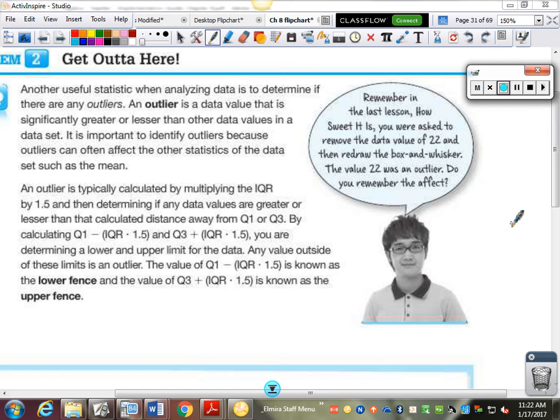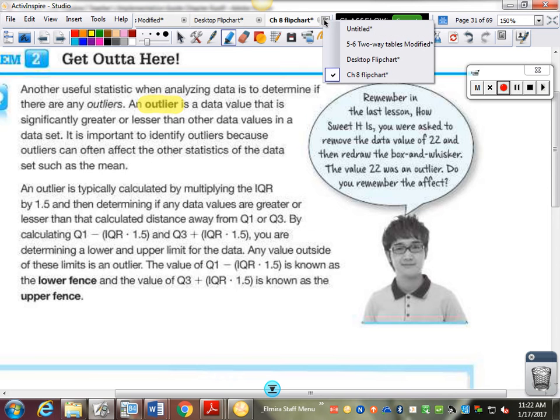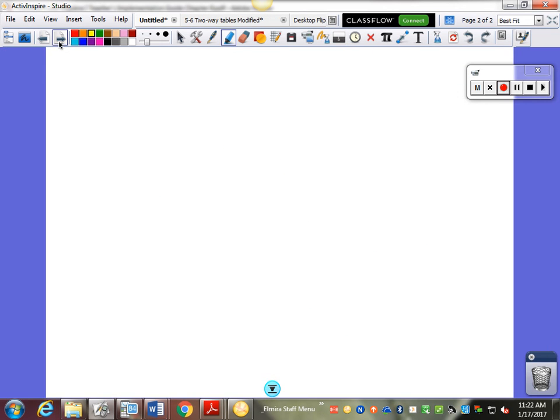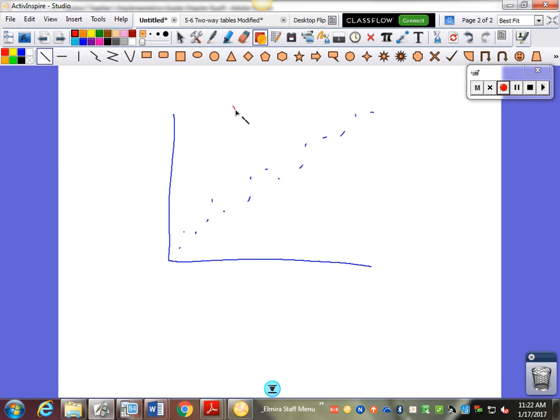Okay, so we know what an outlier is. An outlier is a data value that is significantly greater or less than the other data values within the data set. But how big does it have to be to be considered an outlier? When we did scatter plots, if I drew a scatter plot and we had data that's roughly behaving like this, and let me put another data point.